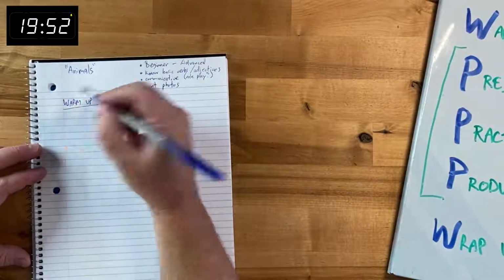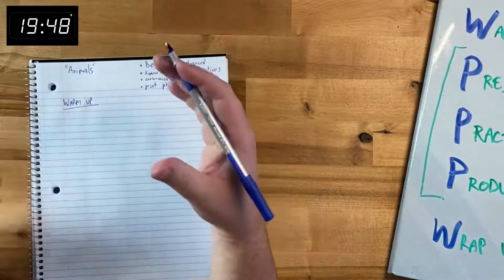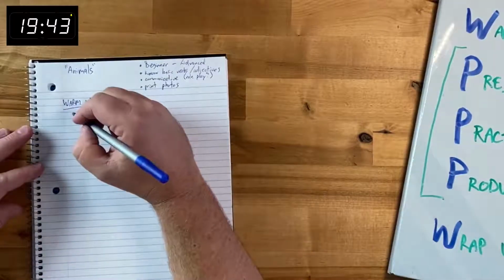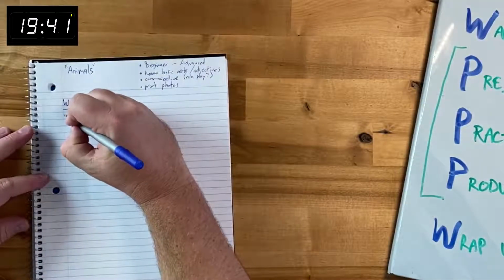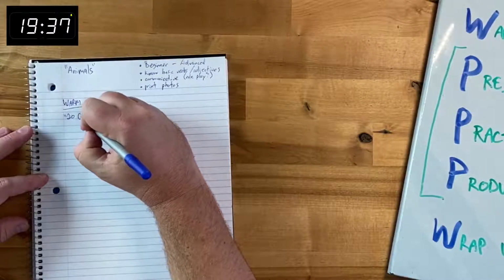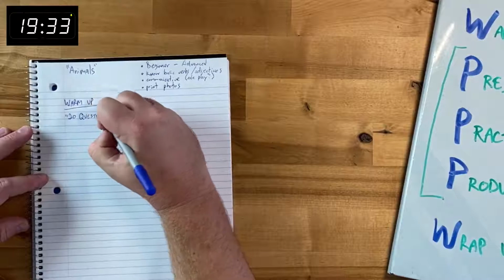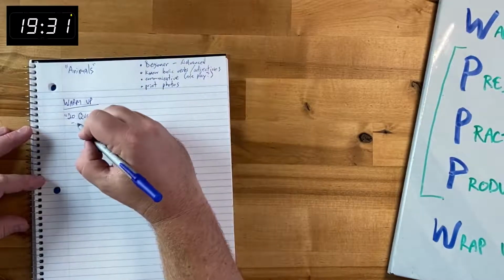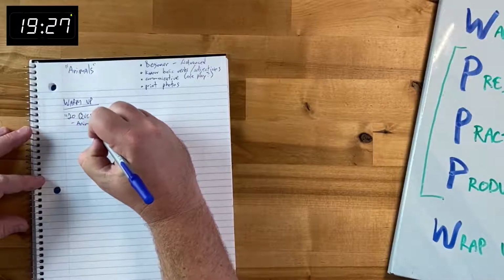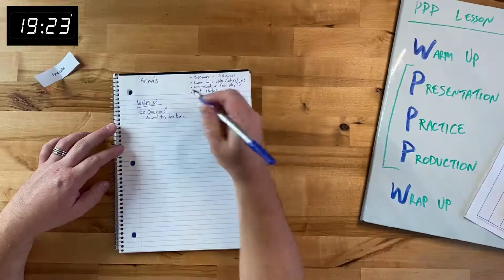And I'm going to start with a fun warm-up activity that will get the students intrigued about this topic of animals. One that I find really intriguing is called 20 questions. For 20 questions, basically, I just need to get an animal toy in a box.